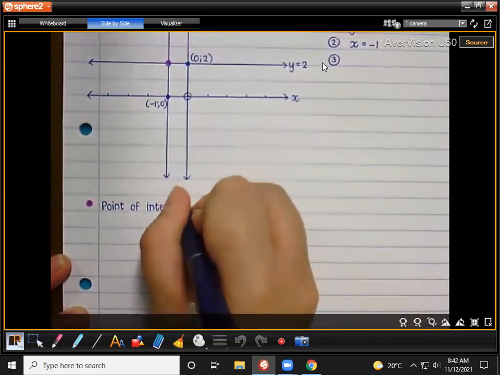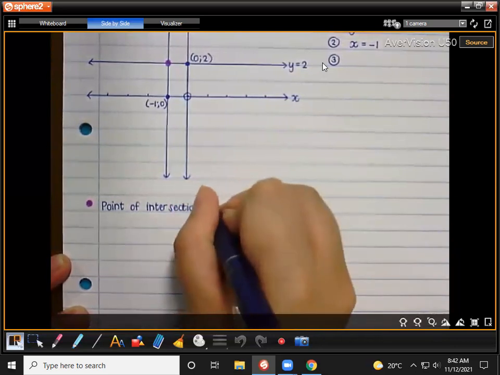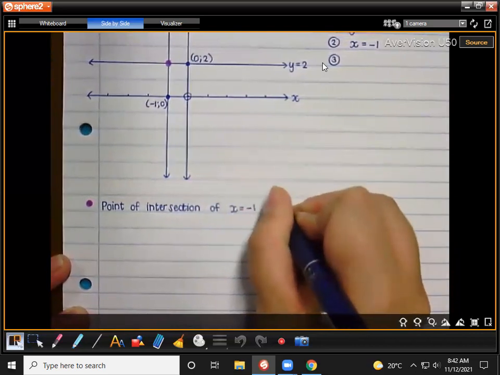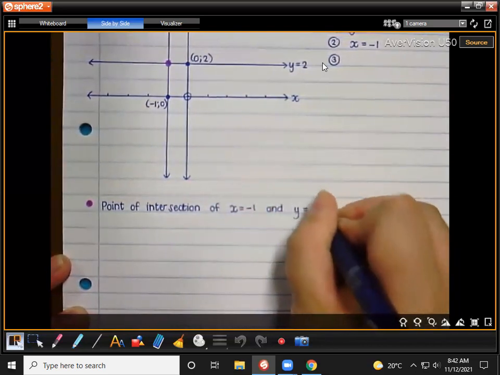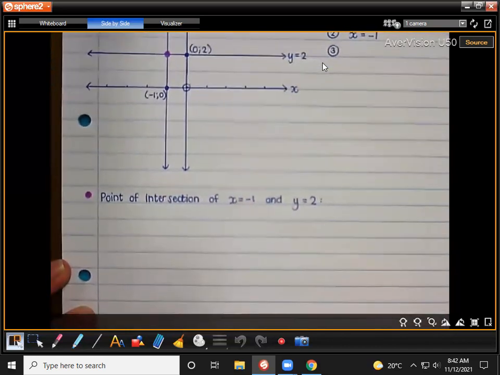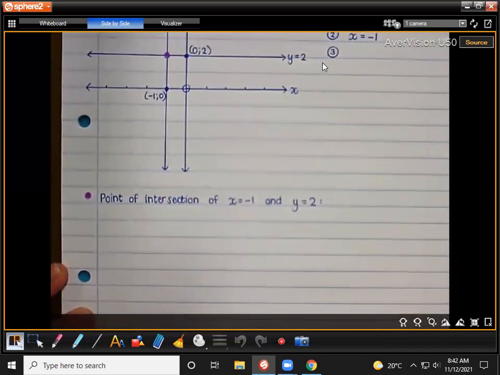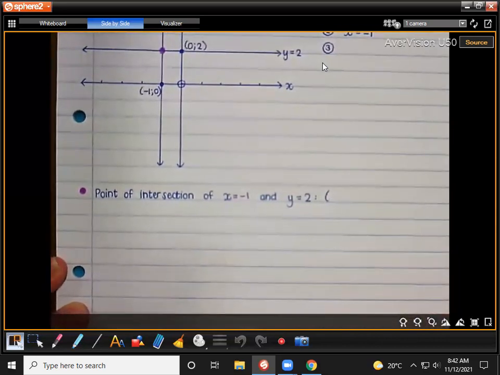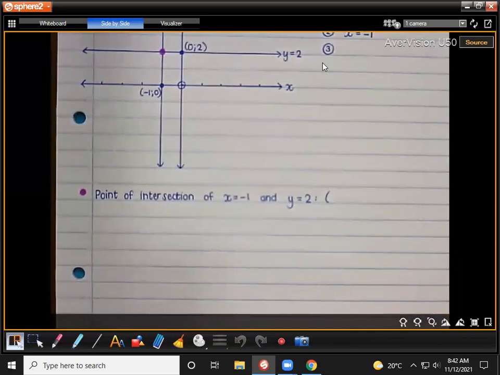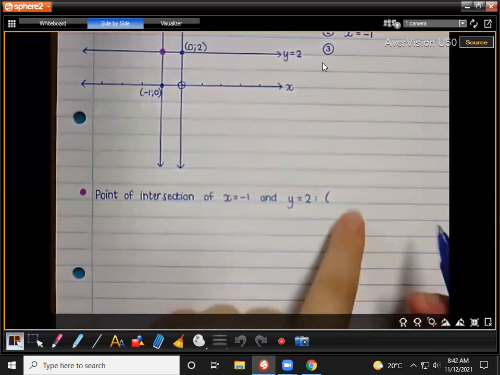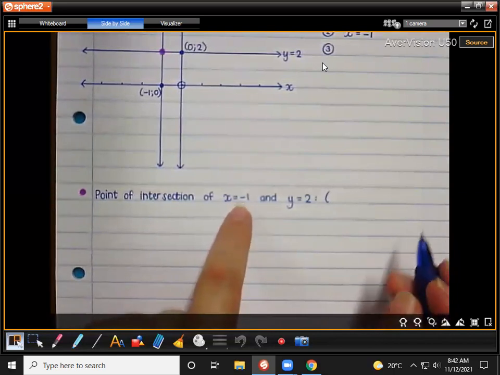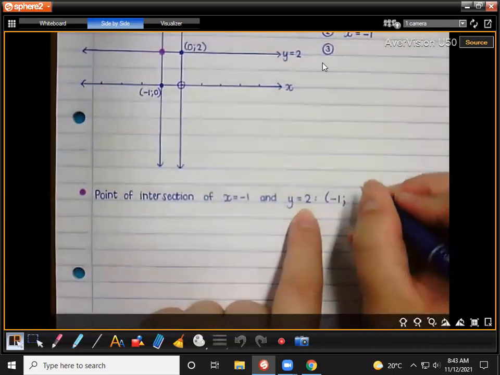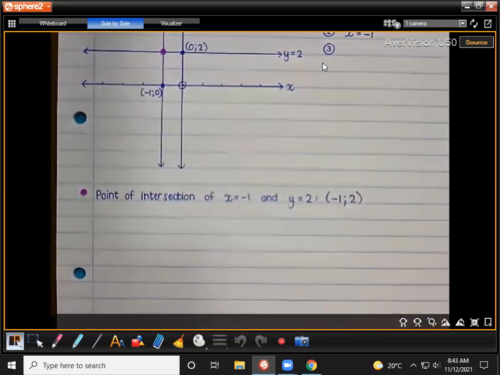The point of intersection of x equals -1 and y equals 2, right? Those are the two equations. It is just written in coordinate form. Remember, how do we write the coordinates of a point? We have a bracket, then we write the x value, which is given there. The x value is -1. And then we write the y value, which is 2. And then you close your bracket.